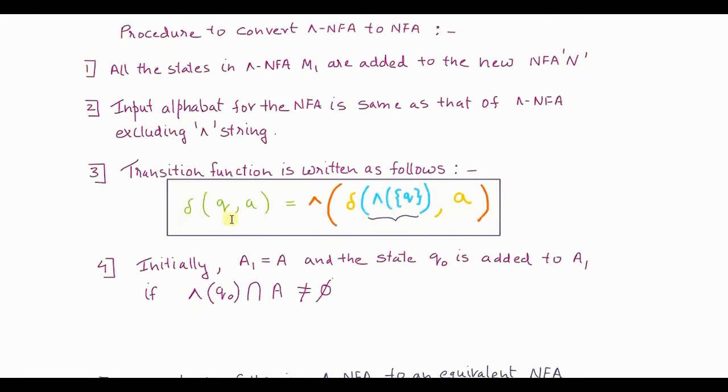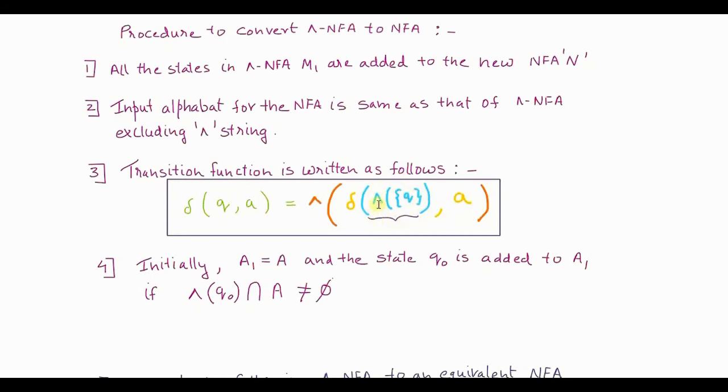What is del of q comma a? Del of q comma a can be written as e closure of the whole sub expression, then del of e closure of state q comma a. Now this e closure of state q is nothing but closure of a state q.